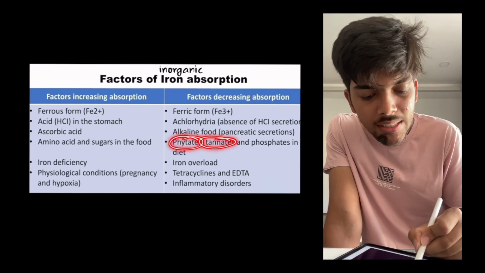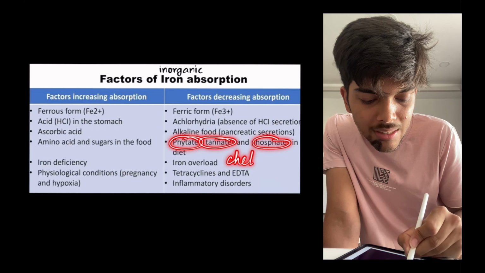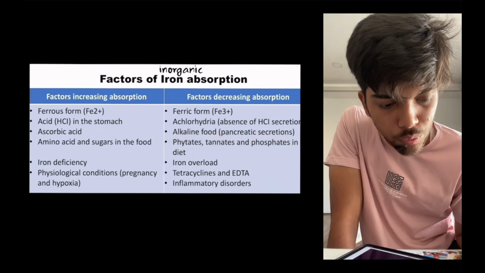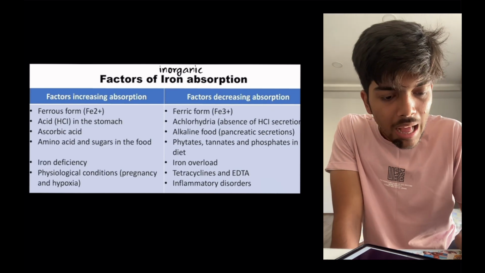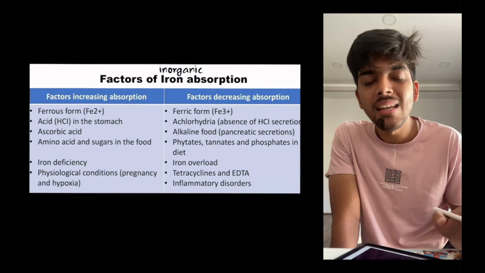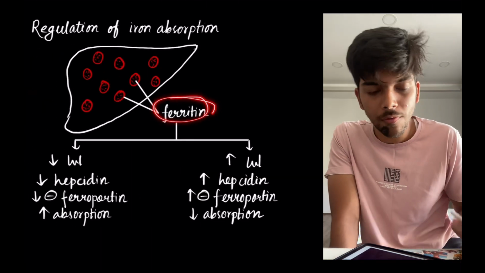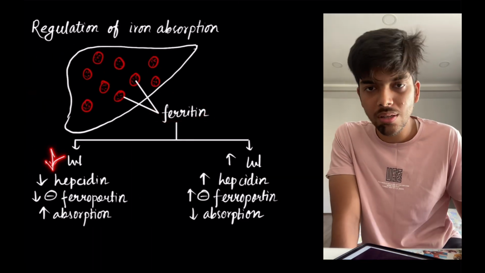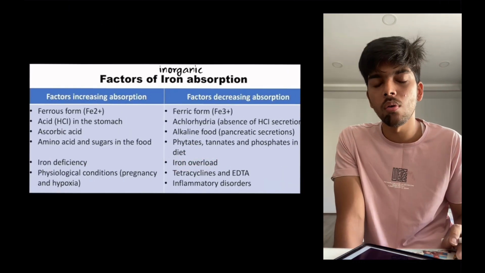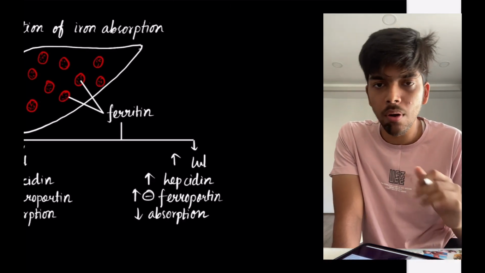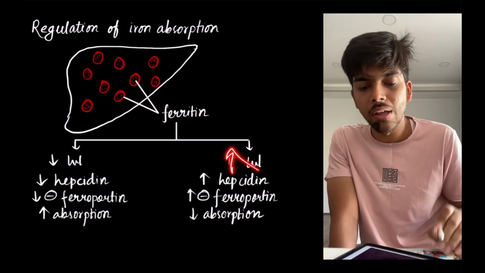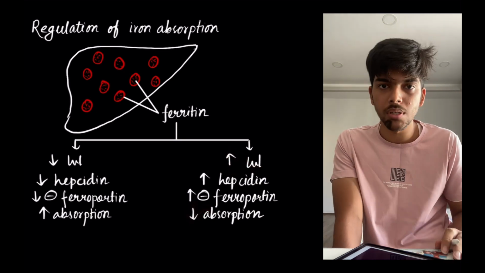Substances like phytates, tannates and phosphates make chelates with iron, which decreases the absorption of iron as well. Another factor is iron deficiency. When there is deficiency of iron, there is less storage form of iron and more absorption. When there is iron overload, that is excess of iron in the blood, there is excess of stored iron in the liver, excess of ferritin, and there is less absorption.